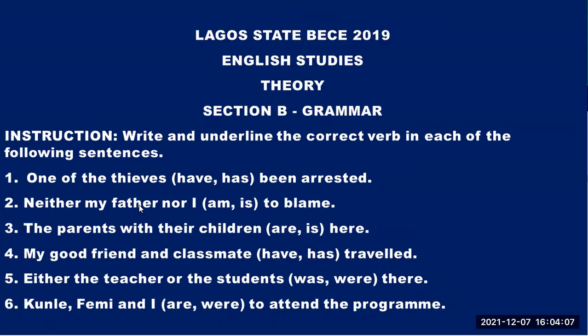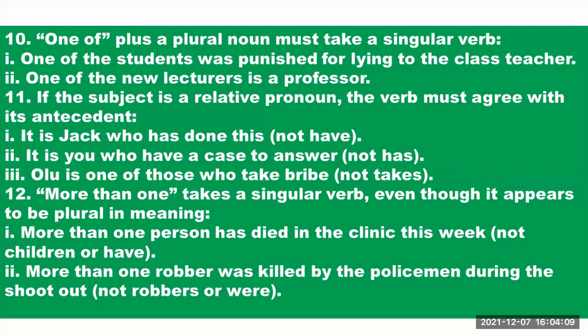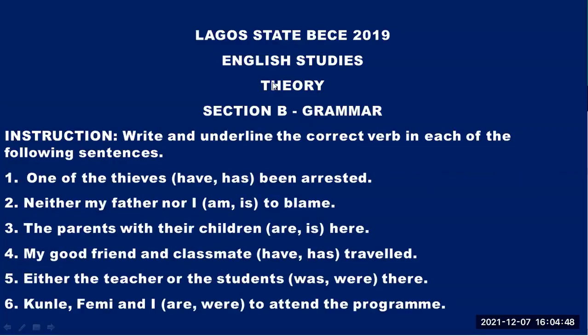Let me show you one of the rules. So you can see it here. This is the rule here, rule number 10: One of plus a plural noun must take a singular verb. For example, one of the students was punished for lying to the teacher. One of the new lecturers is a professor. So you can understand, wherever you have "one of," you are referring to one, so it's singular, not plural.